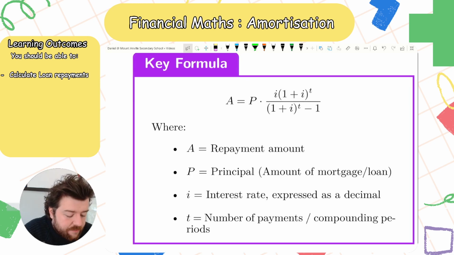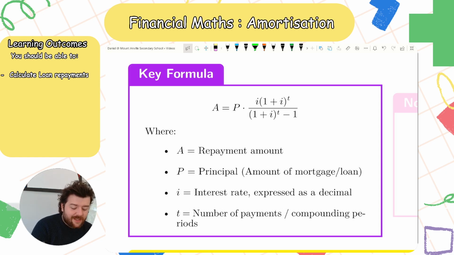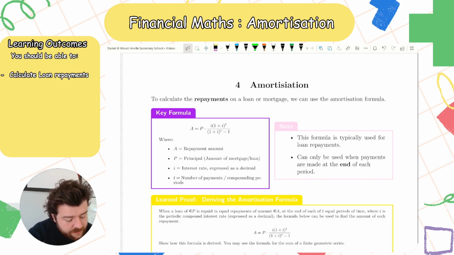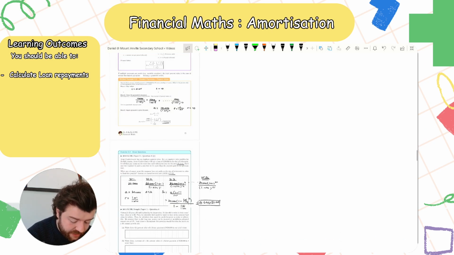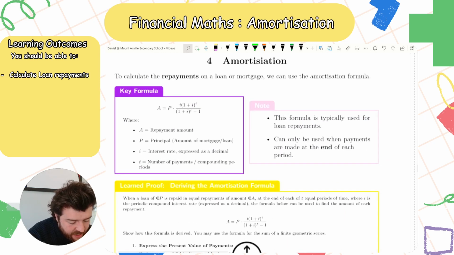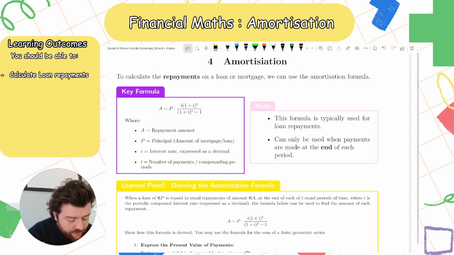A equals P times I times (1 plus I) to the power T, all over (1 plus I) to the power T minus 1, where A is our repayments, P is the principal amount or starting amount, i.e. the mortgage amount, the loan amount, etc. I is the interest rate expressed as a decimal, and T is the number of repayments. It's very important to note this formula is typically used for loan repayments, and it only works if the repayment happens at the end of the month or the end of the payment period. So it can only be used when payments are made at the end of each period.